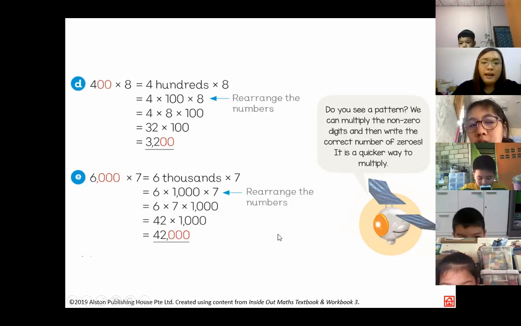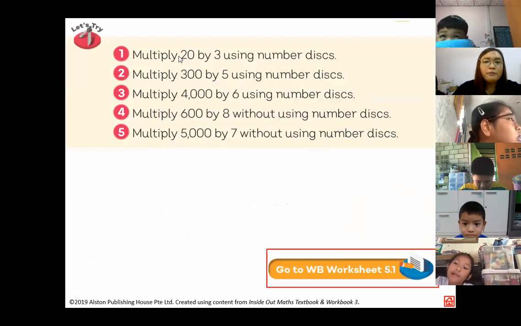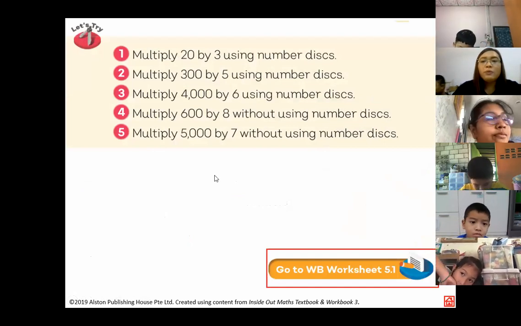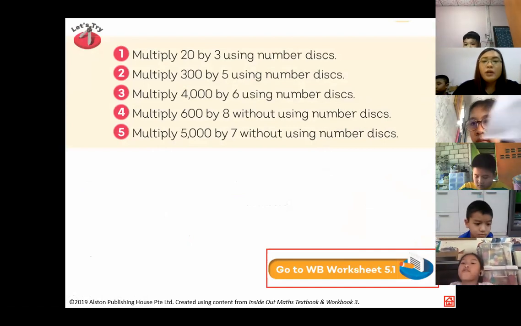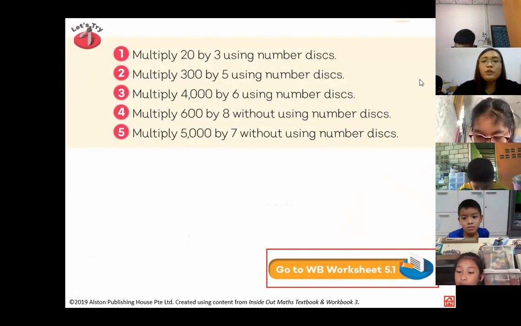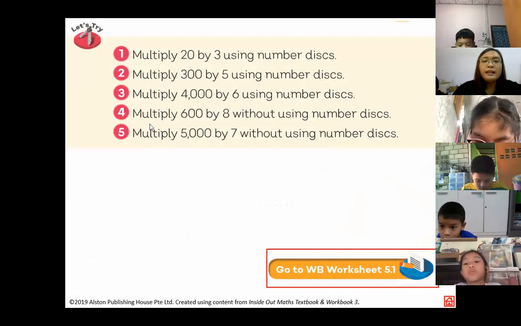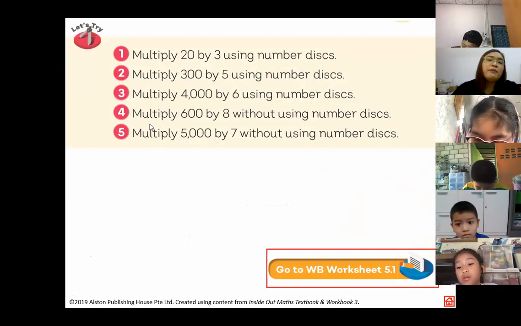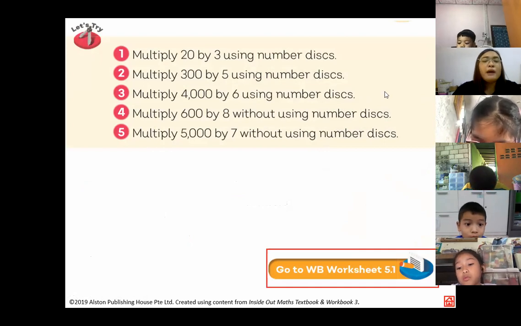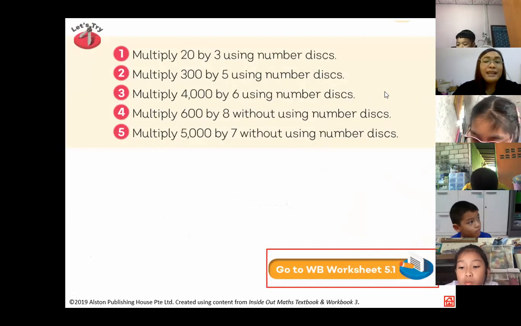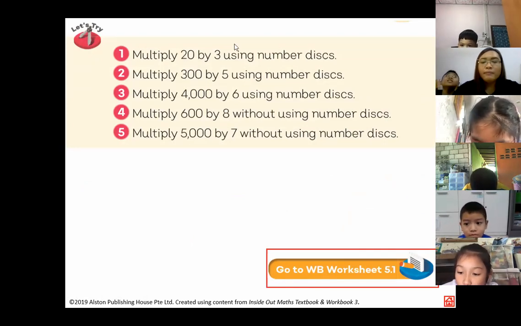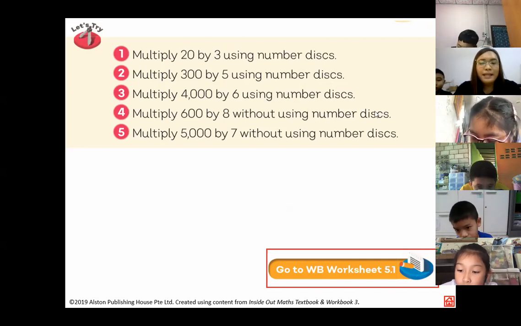All right. Now, answer the following problem, class. Let's try to answer this. Number 1, 2, 3, 4, and 5. So for number 1, multiply 20 by 3. Multiply 300 by 5, multiply 4,000 by 6, multiply 600 by 8, and number 5, multiply 5,000 by 7. I will give you 5 minutes.